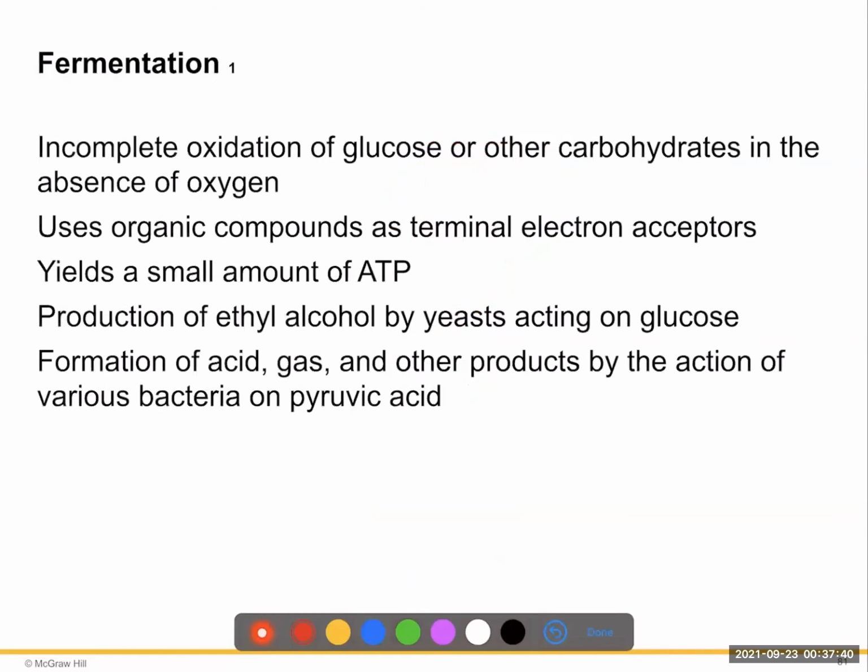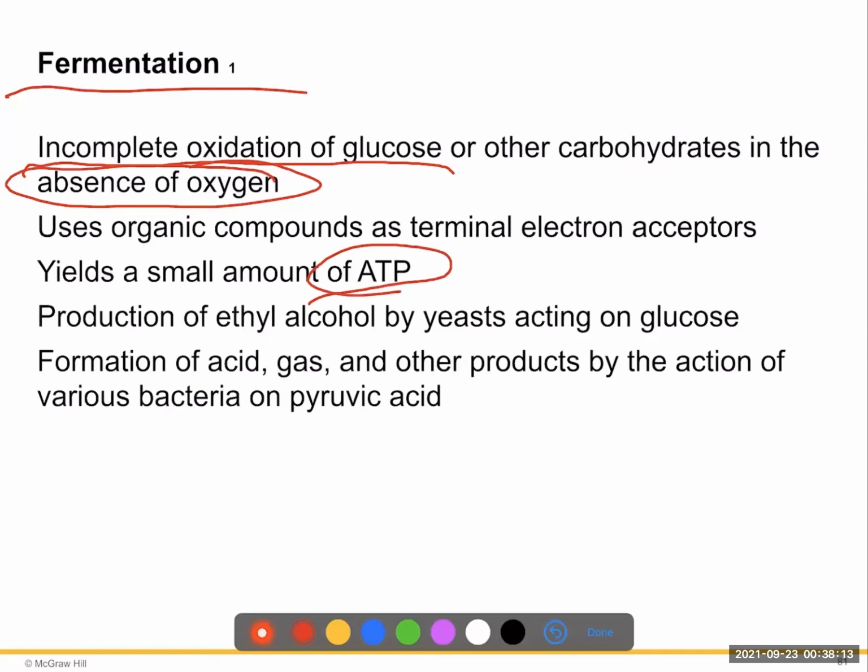Fermentation. Fermentation is important to all college students, right? Fermentation is the incomplete oxidation of glucose or other sugars in the absence of oxygen. Okay. So it uses organic compounds as terminal electron acceptors, does not use the ions that we talked about, yields a small amount of ATP.